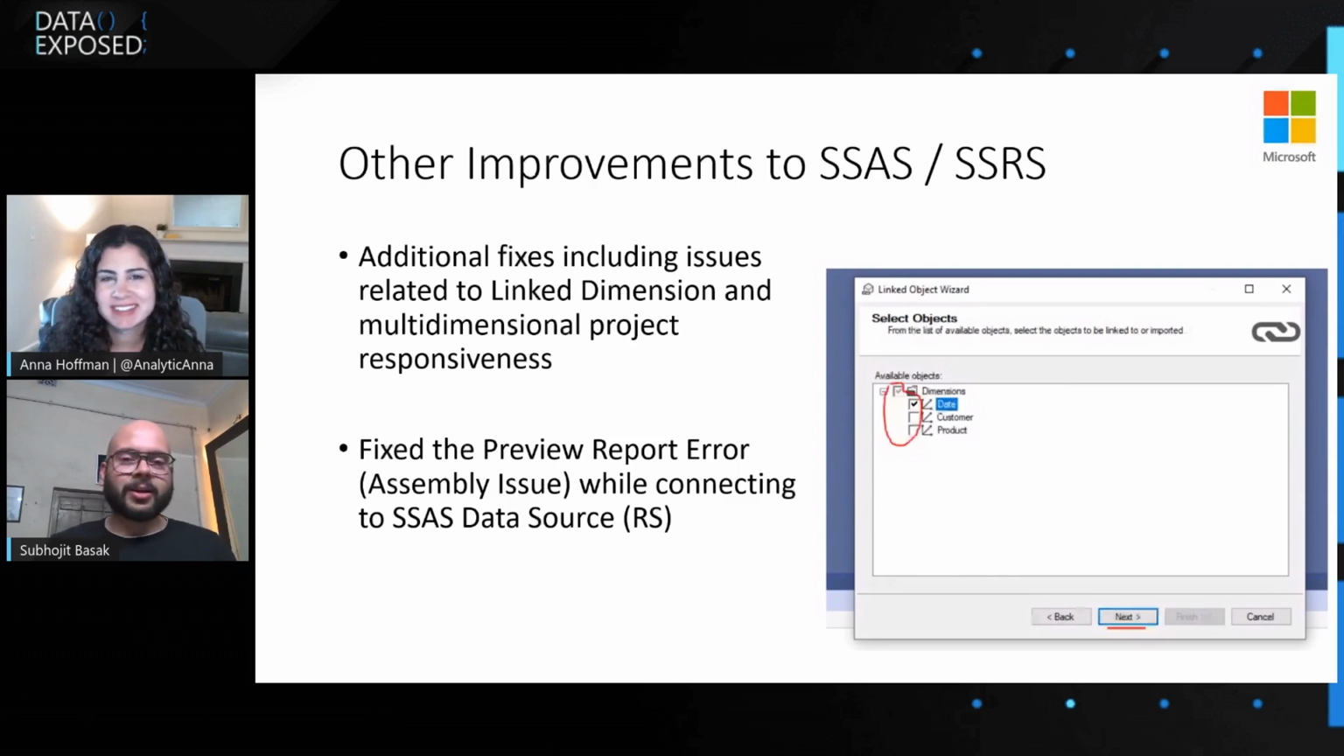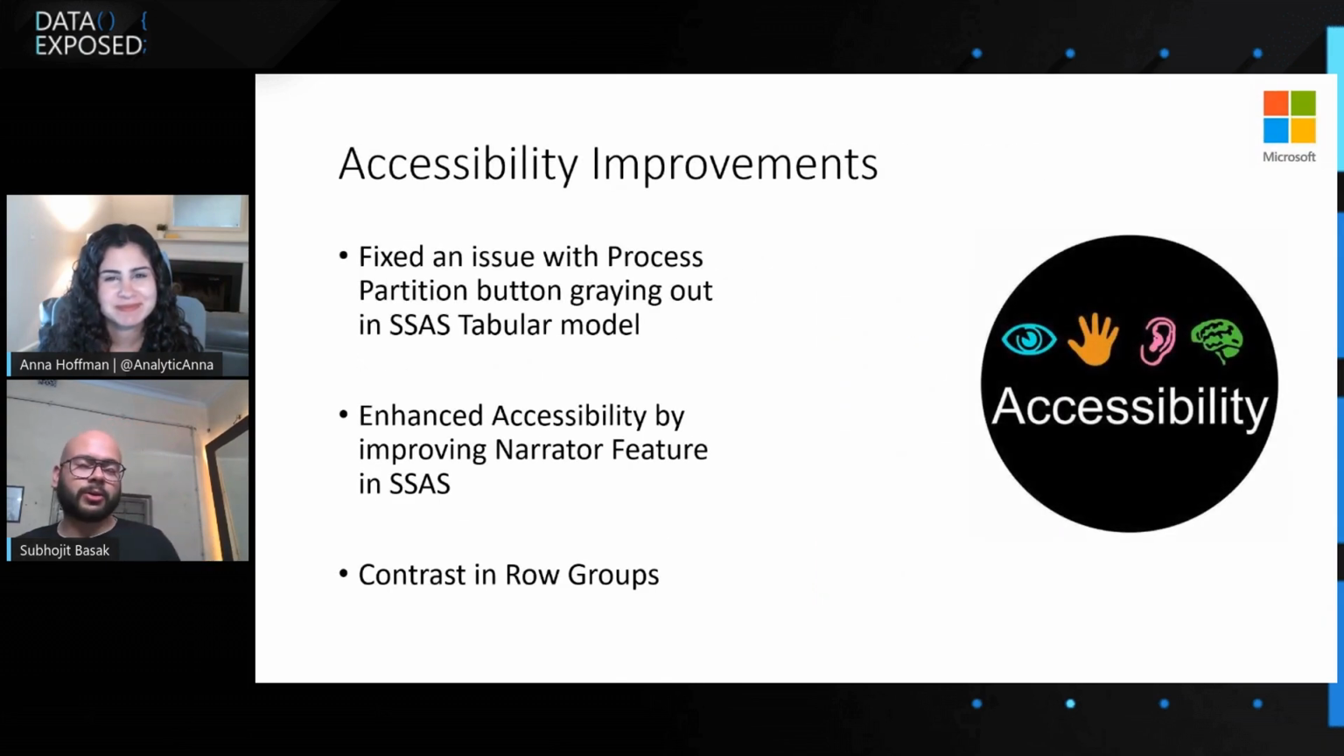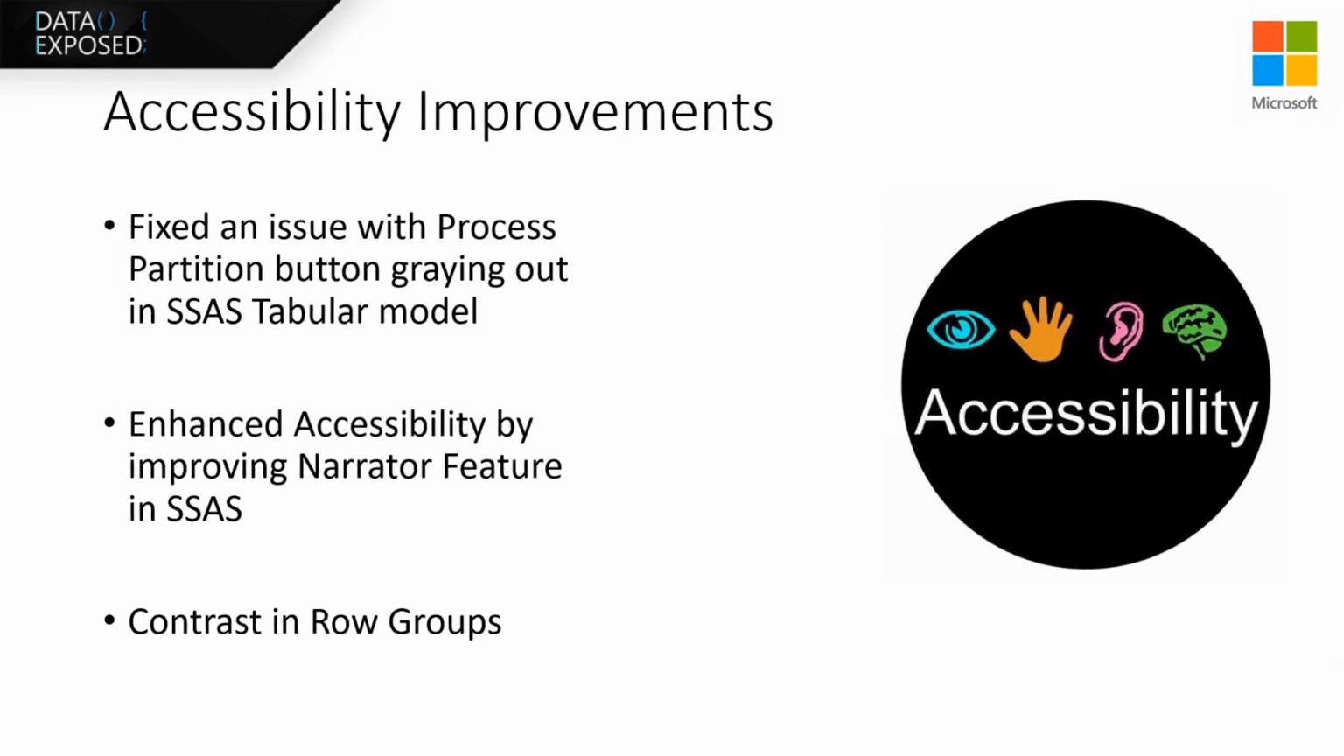Oh, yes. As we all know, Microsoft gives a lot of value to accessibility. We have worked upon it, and we have made a lot of changes and a lot of bug fixes for that. The first being the process partition button, which was graying out for SSAS tabular model. We have improved on that. The second, we have improved on the narrator feature for people who are disabled.